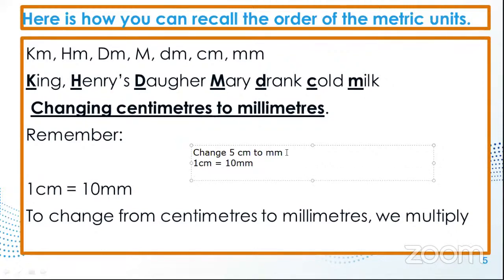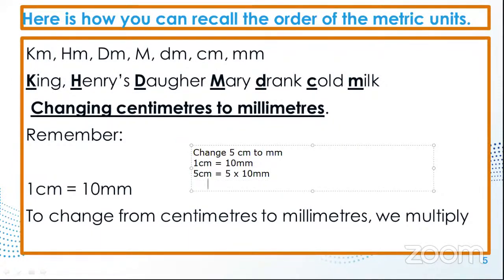Now, how about if I have 5 centimeters? How many millimeters can be there? That is where now they are saying if you have 5 centimeters, you multiply it by 10 because each centimeter is 10. So if you have 1 is 10, another one 10, another one 10, 5 of them.